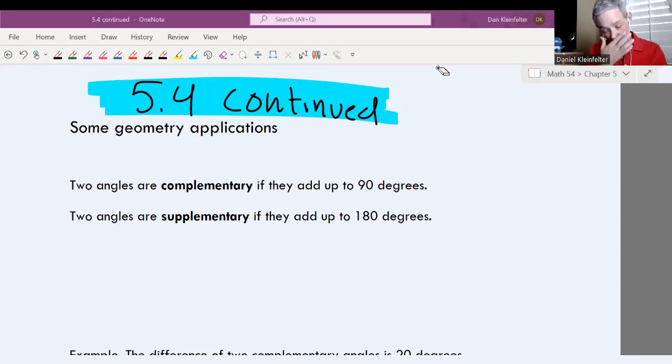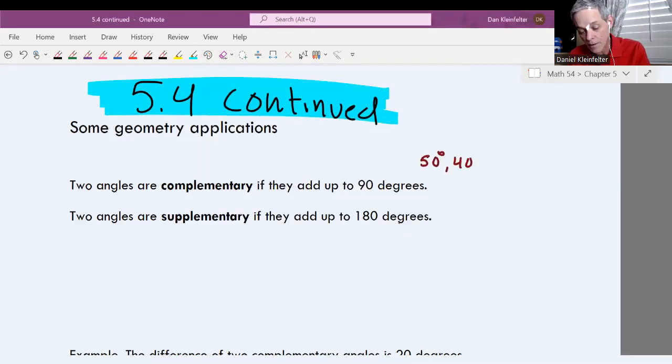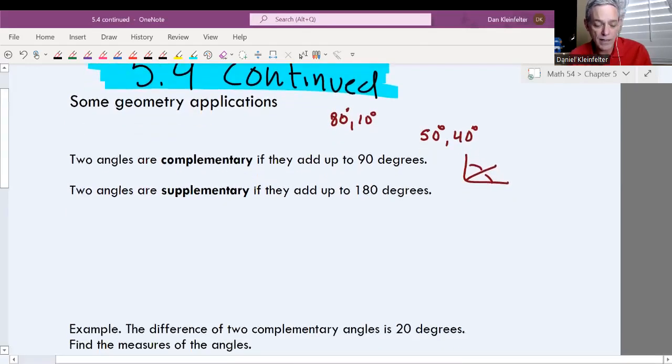So two angles are complementary if they add up to 90 degrees. Examples would be a 50-degree angle and a 40-degree angle. Those would add up to 90 degrees. An 80-degree angle and a 10-degree angle are also complementary, they add up to 90 degrees.